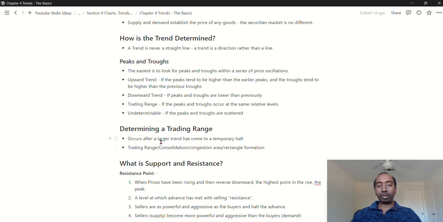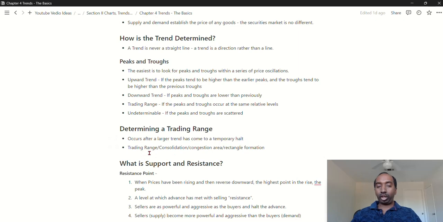Determining a trading range. When does the trading range happen? It occurs after a larger trend has come to a temporary halt. When it is an upward trend or downward trend and it halts, a trading range happens.